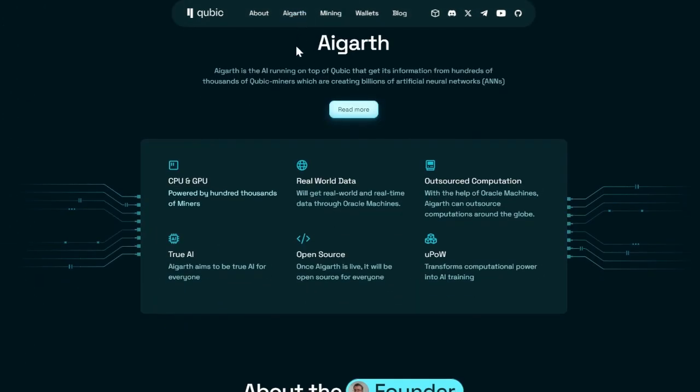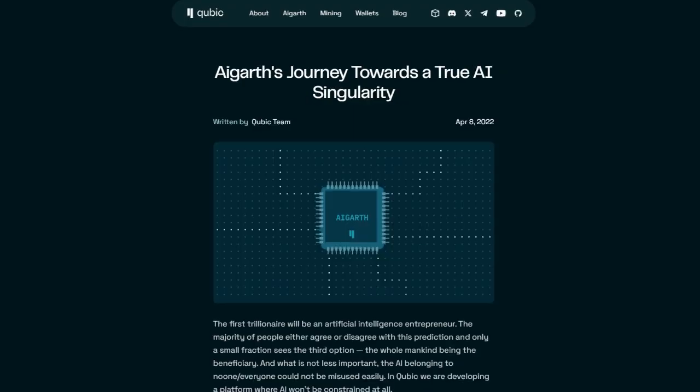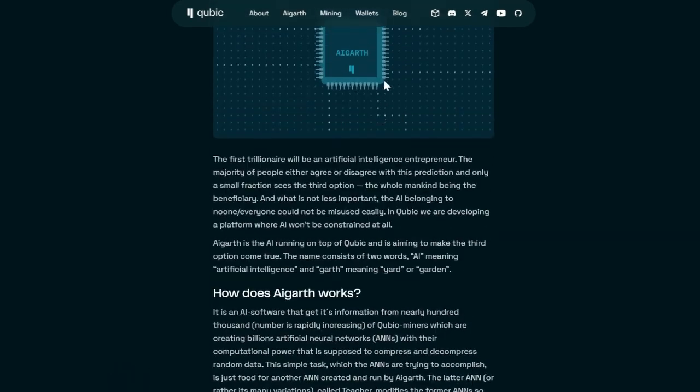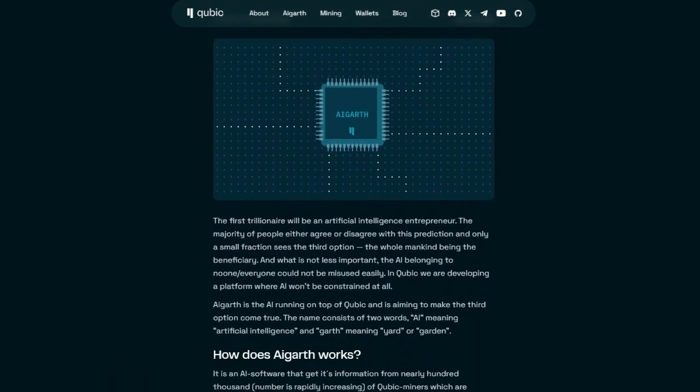We check out the Aigarth section, and there's a read more section here. And we can see a whole blog on Aigarth's journey towards a true AI singularity. And this is actually quite an interesting read. So I'm going to read through this because I think it's worth reading if you haven't read it before. But it says that the first trillionaire will be an artificial intelligence entrepreneur. The majority of people either agree or disagree with this prediction, and only a small fraction see the third option, the whole of mankind being the beneficiary. And what is not less important, the AI belonging to no one, everyone, could not be misused easily.